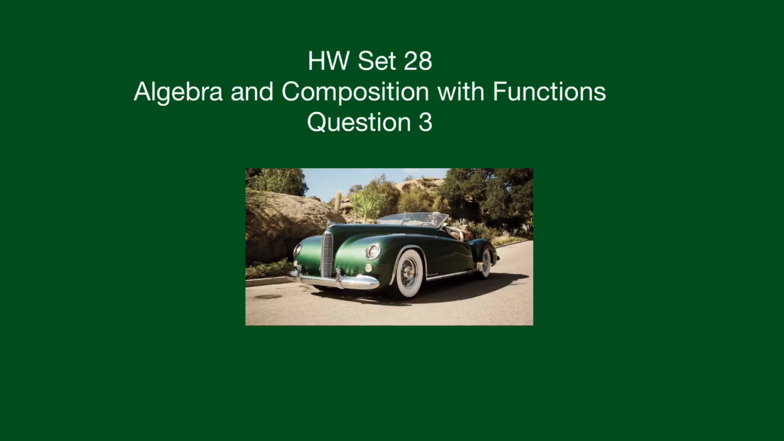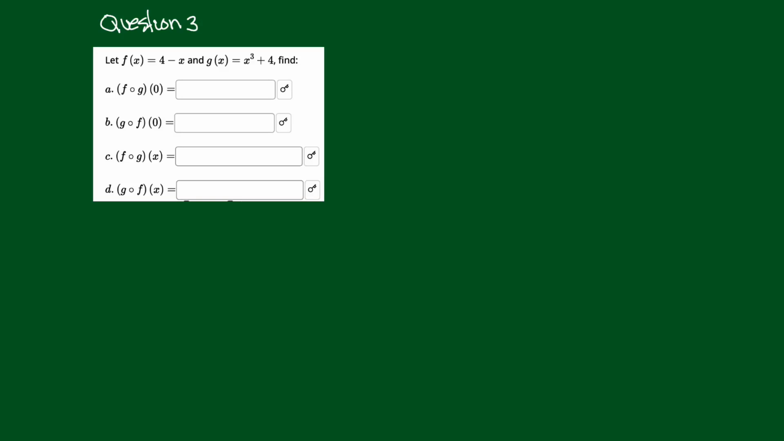This is homework set 28, question 3. Question 3, let's do part A where we have f of g. Now we're going to evaluate it at 0. All right, so what are we going to get here? So what does it say to do? Translate it. It translates as f of g of 0.